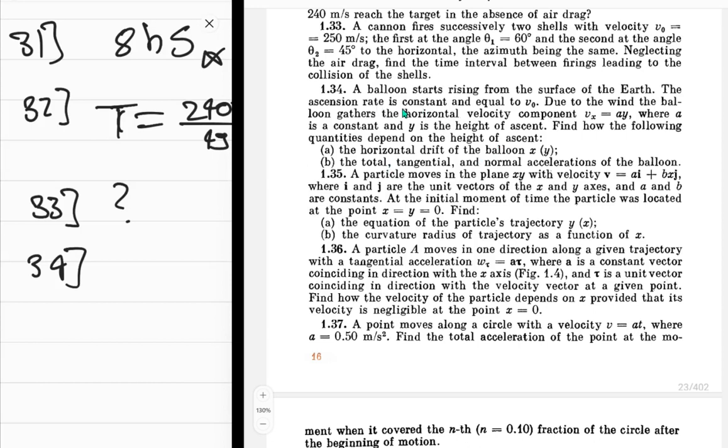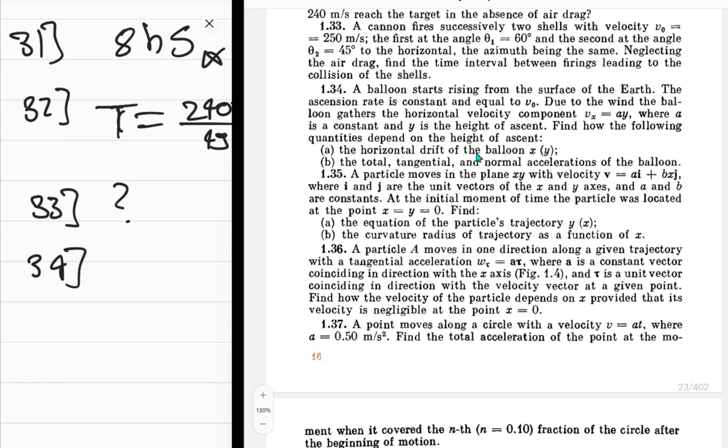Okay, find how the following quantities depend on the height of the ascent. Oh, okay. So the ascension rate is constant, right? So you can say, okay, y is just v naught times time. And then vx is equal to a v naught t. So vx is also just, yeah, right. The horizontal drift of the balloon. So x of t is related to the square of the time. So let's do this, right? We can do this.